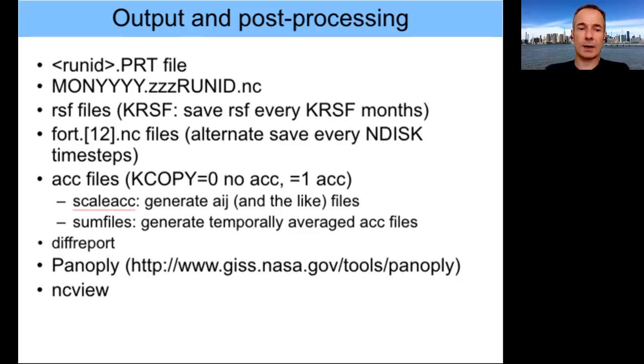So if you want an annual mean, you can say sum files and then list the 12 accumulation files of the individual months, either by using wildcards carefully or by simply listing the files one after the other. And then sum files is smart enough to create a file name that makes sense based on what you have been using.